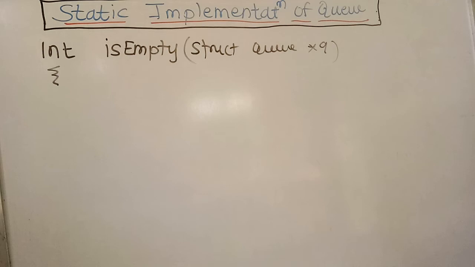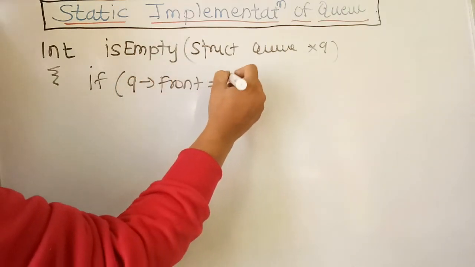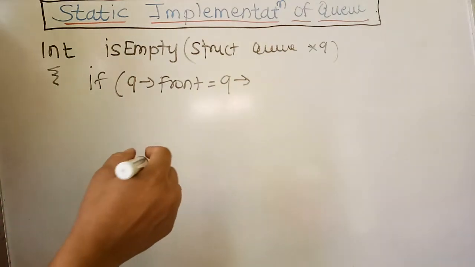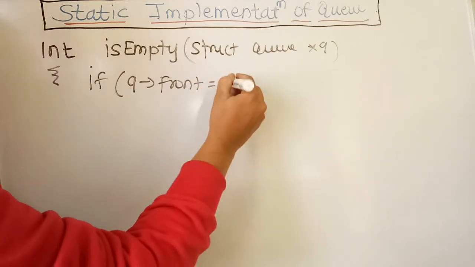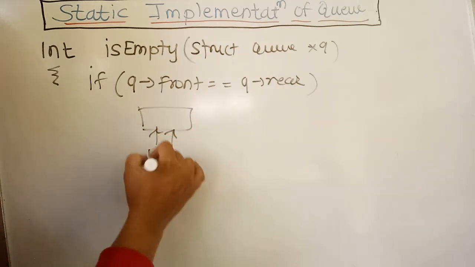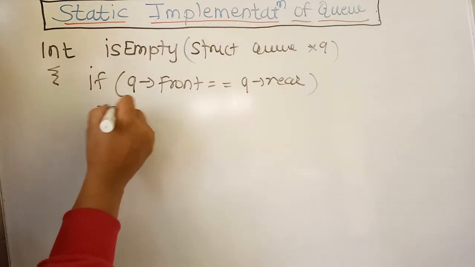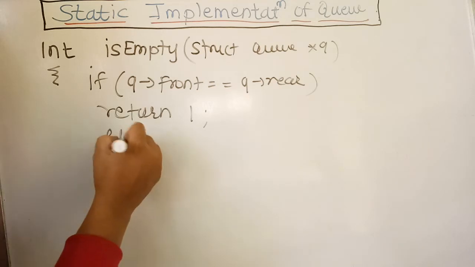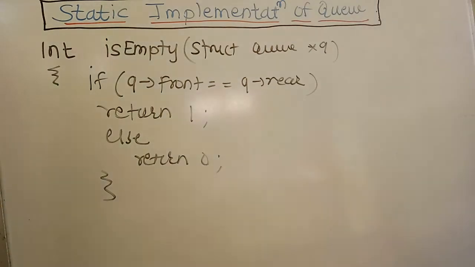Now, how to check whether the queue is empty or not? We have to check simply the front and rear against the minus one position. If queue pointer front is equal to queue pointer rear, means both are pointing to the same position, means at the start, then this is the case of emptiness, then we will return 1, otherwise we will return 0, and we will complete the function integer is empty here.